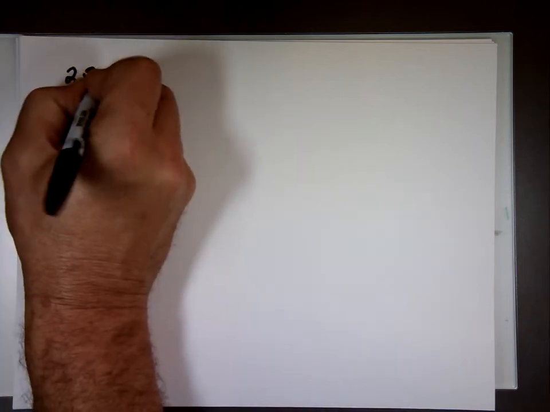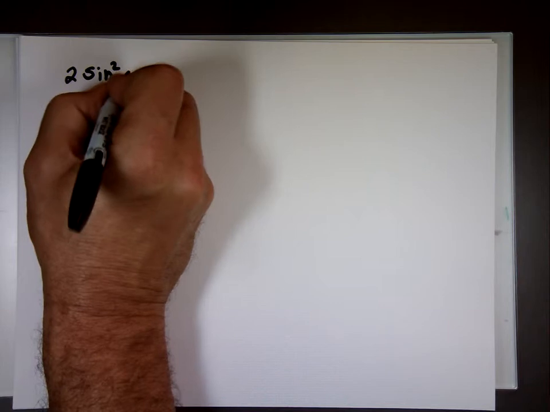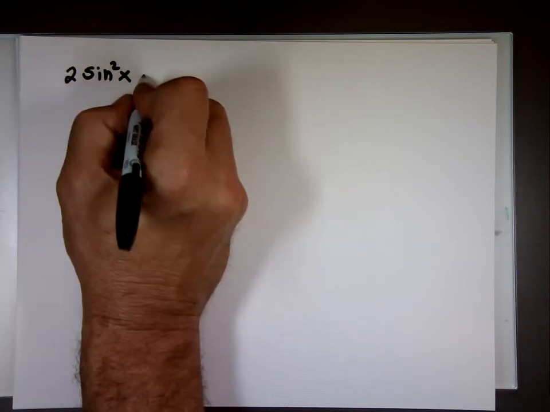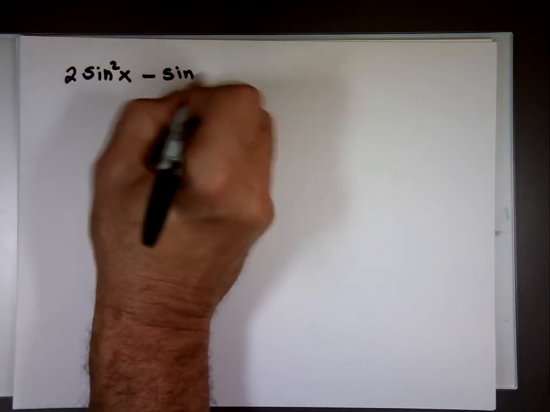2 sine squared x minus sine of x equals 0.